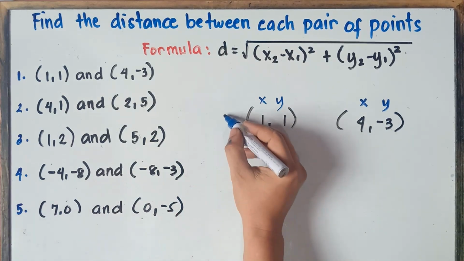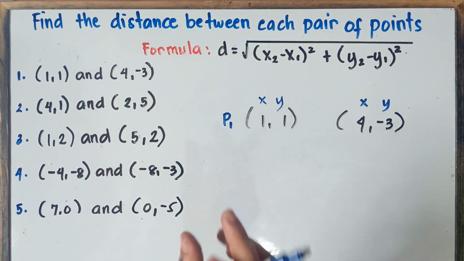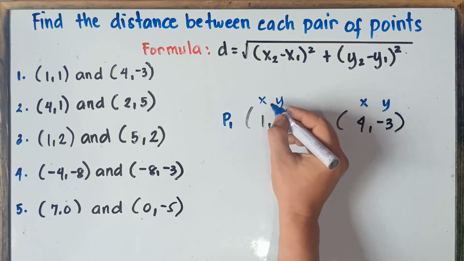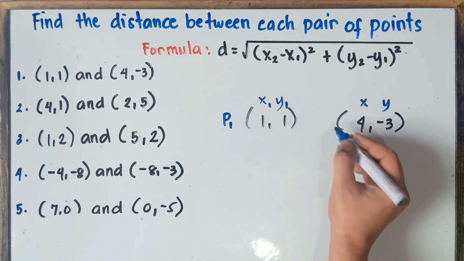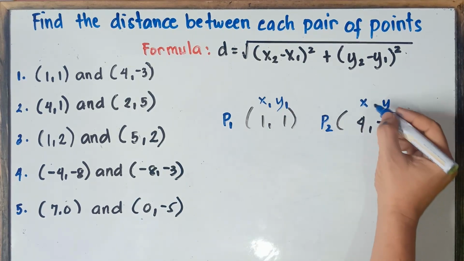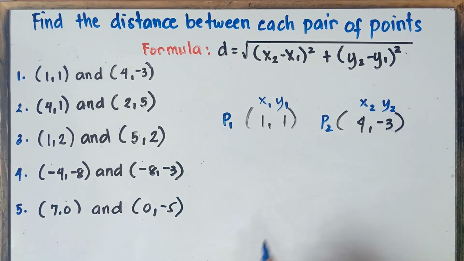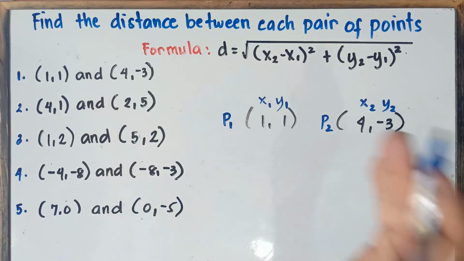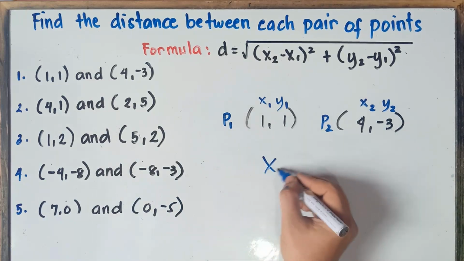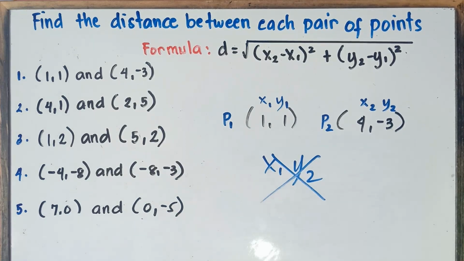If this is your first point, this will be x sub 1, y sub 1. If this is your second point, this will be x sub 2, y sub 2. It's always x sub 1, y sub 1, x sub 2, y sub 2. You cannot have x sub 1, y sub 2. Nope, you will commit a mistake, class.